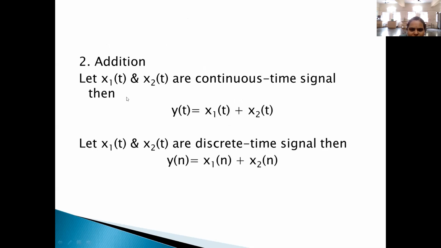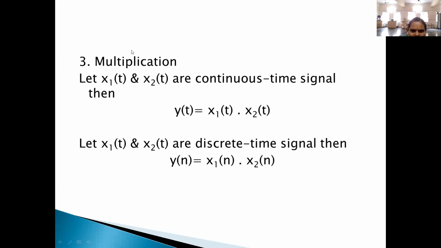Next, addition operation means the two continuous signals, that is x1 of t and x2 of t, are going to be added here. So you will get the output as y of t equals x1 of t plus x2 of t. And in terms of discrete, y of n equals x1 of n plus x2 of n, meaning we are adding the two signals.